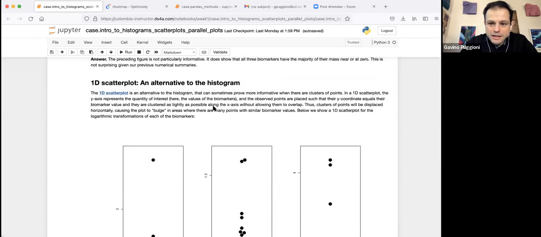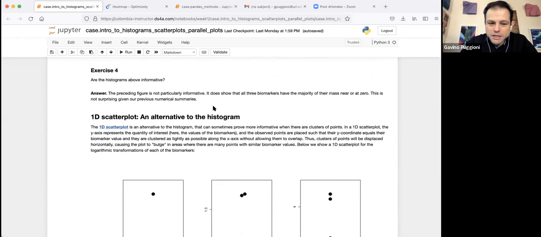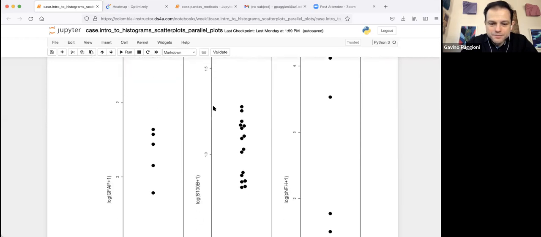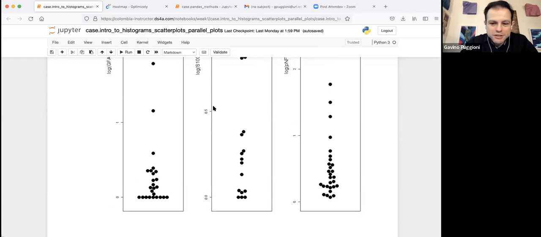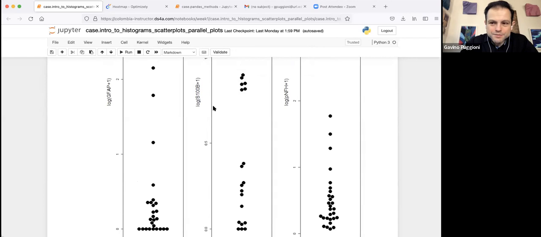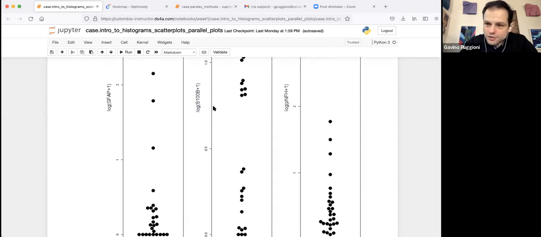And we have here the 1D scatter plot for the logarithmic transformation of each of the biomarkers. Notice that when you take the log transformation of variables that contain zeros, as I was mentioning, you cannot do it right away because the value of log at 0 is -infinity. So you want to add 1, okay? So your baseline becomes 0. That's why you have here the log of GFAP plus 1, the log of S100B plus 1, and the log of the other marker plus 1, okay?